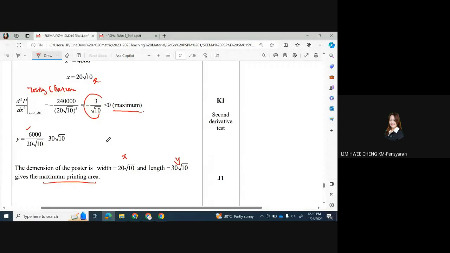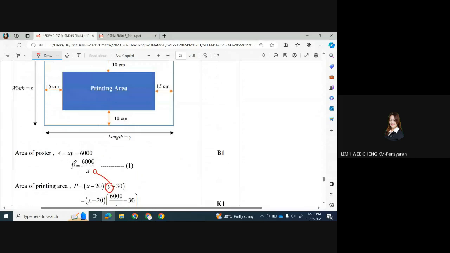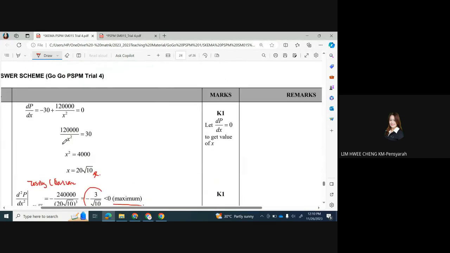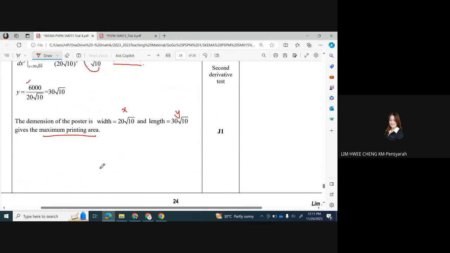Can you see the flow? Okay, first step, you must denote the Y in terms. You must find the variable, then form the formula. And your formula must have only one variable. Then differentiate it, make it equal to zero. And you do the test, the second derivative test. And only then you answer the question.